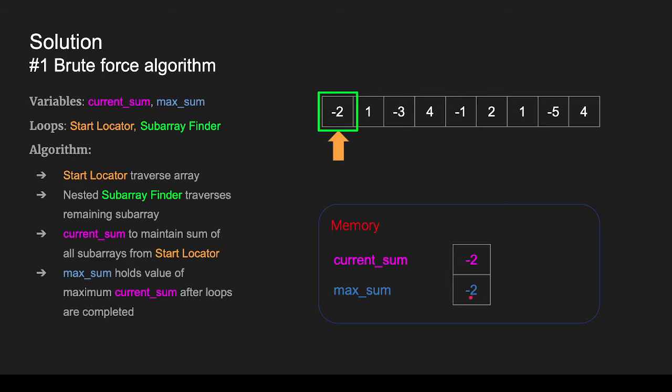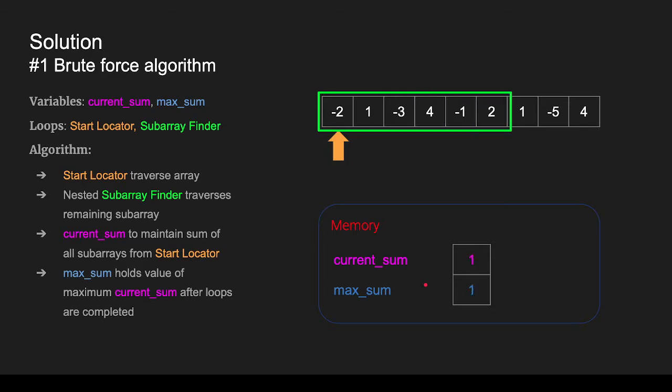On each step, both variables, current sum and max sum, keep getting updated depending on the value of the element. In the second step, for example, the current sum becomes -1, which is -2 plus 1. And as -1 is greater than -2, which is the previous value of max sum, max sum gets updated to -1. In the third step, the new element is -3, and the current sum goes down to -4. And as -4 is less than -1, max sum doesn't get an update.